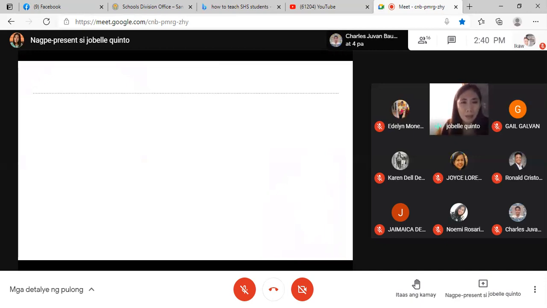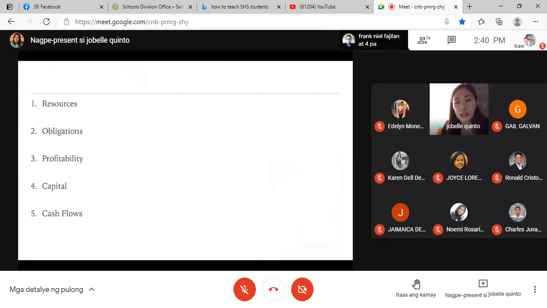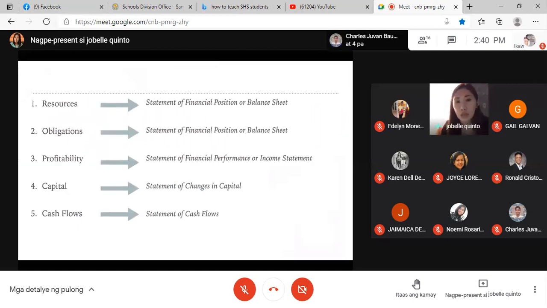So class, accounting information can be either the resources of the company's obligation, the profitability of the company, the company's capital, the cash inflows and outflows of the company. This accounting information can be seen in financial statement, yung tinatawag nating financial statement. So we have the statement of financial position or balance sheet. We have statement of financial performance or income statement. We have the statement of changes in capital. And of course, we have the statement of cash flow.